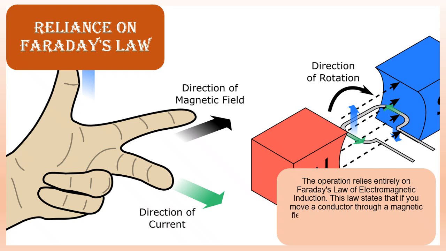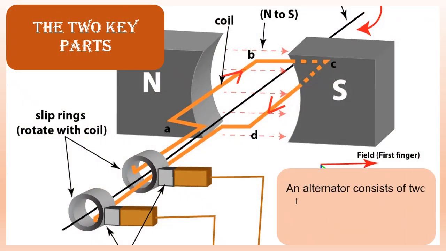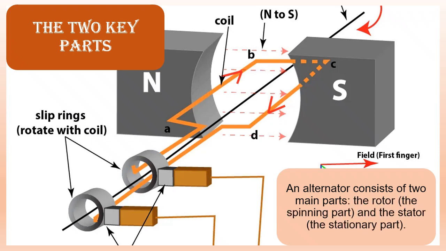This law states that if you move a conductor through a magnetic field, or move a magnetic field past a conductor, a voltage, and thus current, is induced in that conductor. The two key parts. An alternator consists of two main parts, the rotor, the spinning part, and the stator, the stationary part.